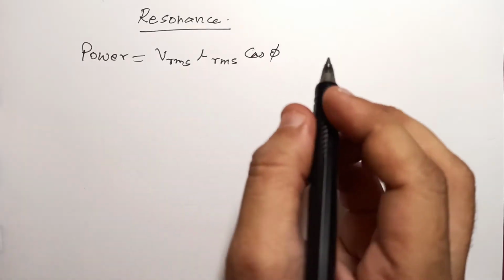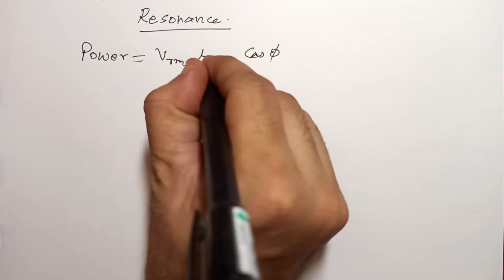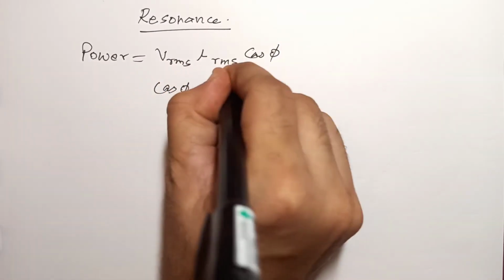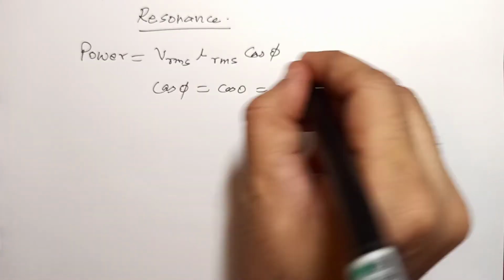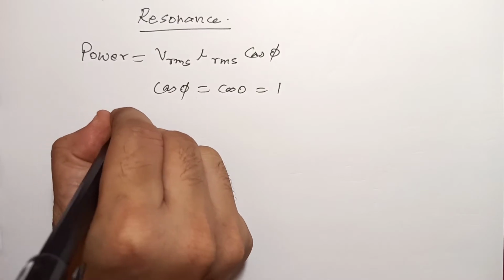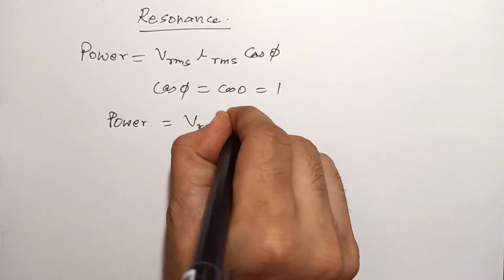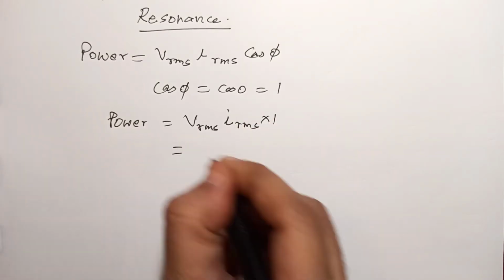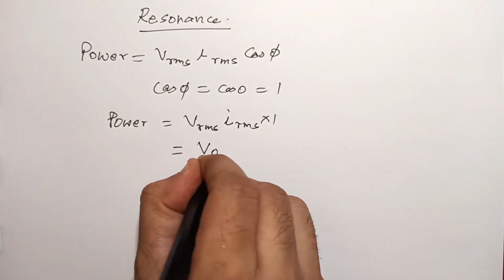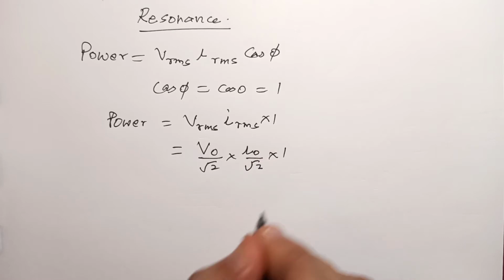Now, when it is the resonance stage, we know cos phi is equal to cos 0, which is equal to 1. So I can say power is equal to VRMS times IRMS times 1, or I can say VRMS is nothing but V naught by root 2, into I naught by root 2, into 1, correct?